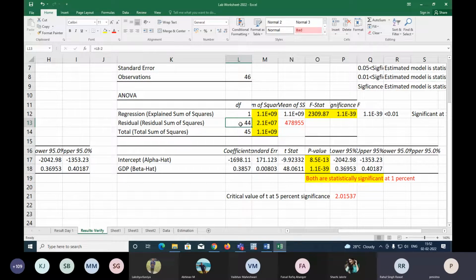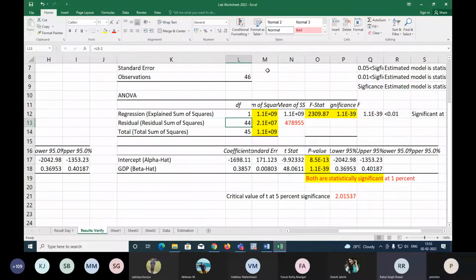Now let me get back to the question somebody just pointed out. What does it exactly signify to say that it is statistically significant at 5% level or 1% level or 10% level? Excellent question. There are two ways of testing of hypothesis.